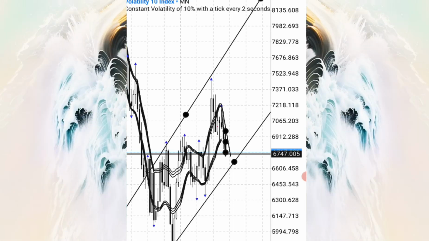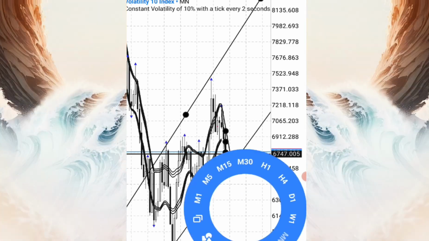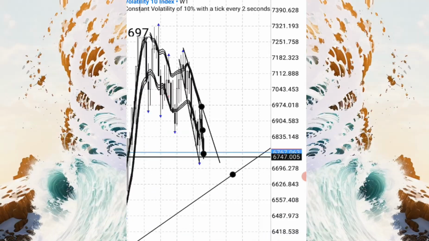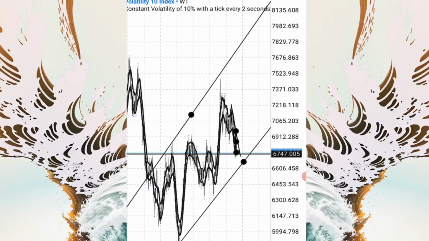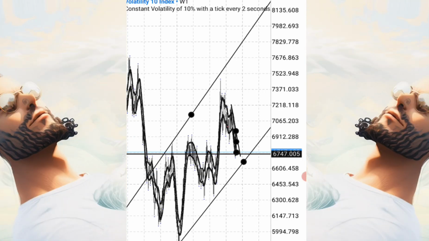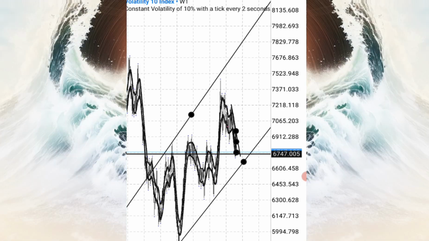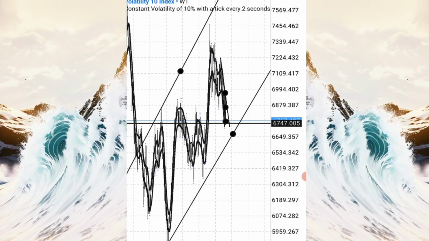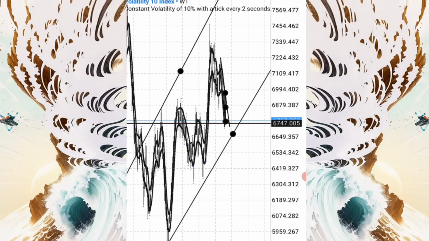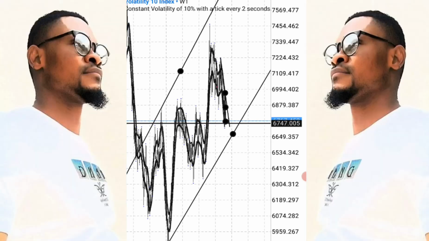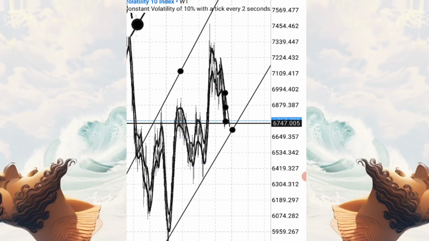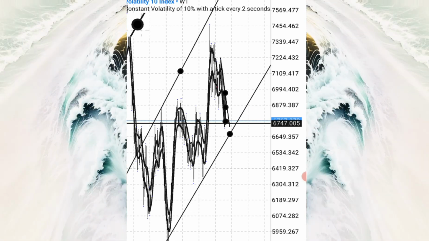Once you've seen it on your monthly time frame, just go to your weekly time frame. Are you seeing the weekly time frame here? That is also bullish. The monthly time frame works together with the weekly time frame. So you can see that the market is bullish. So you take your trend lines, immediately take your trend lines.